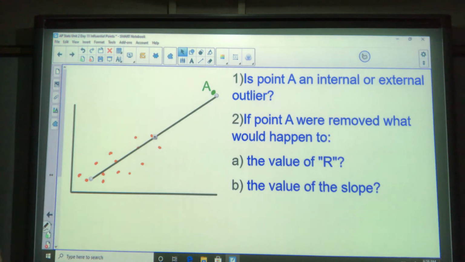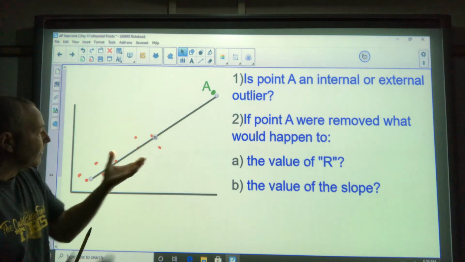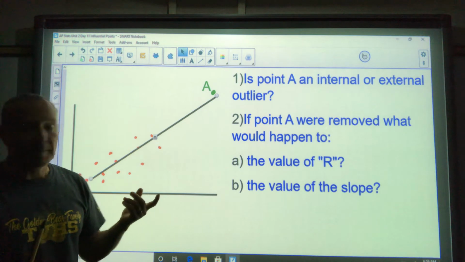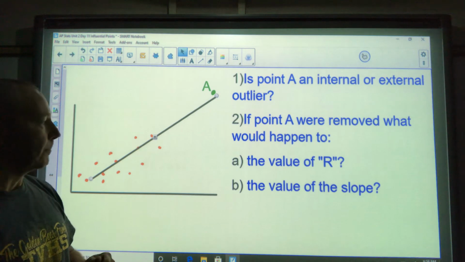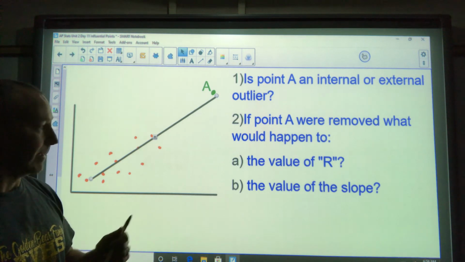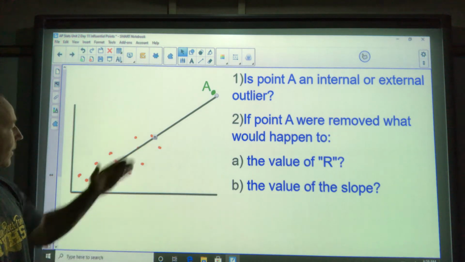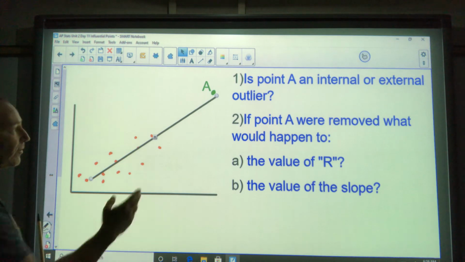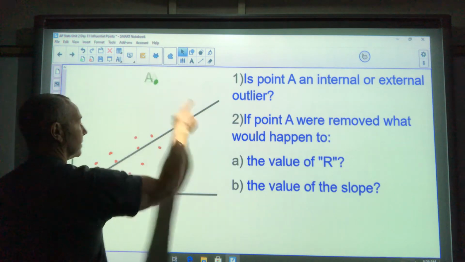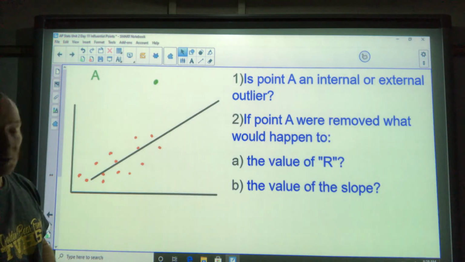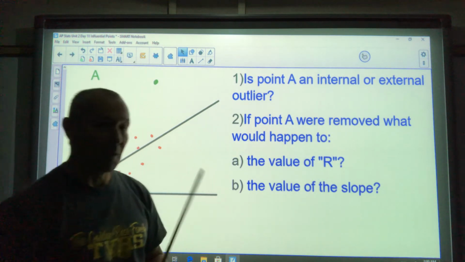With or without, okay? So in this particular example, the value of R, if I were to remove it, picture that line staying the same basically, but now without that pulling it directly there, it's going to have a weaker correlation coefficient without A. So A is making it stronger by really pulling that line right there. Okay, the value of the slope would remain about the same. If I were to remove A altogether, I would say that line would stay about the same position. Okay, so that's a good example of an external outlier. It's an influential point, yet it still has a small residual.